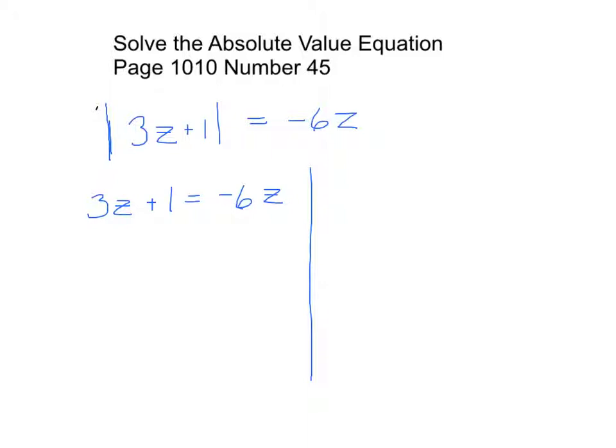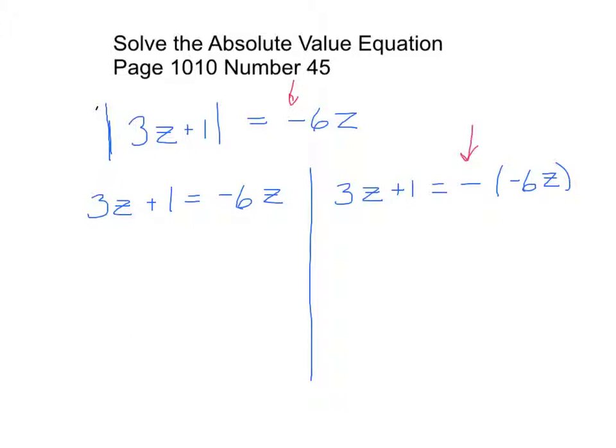So again, I'm going to drop the absolute value sign, but this time I am going to put in a negative sign, and then because signs matter, I'm going to go ahead and put this negative 6z in parentheses. So this negative sign is a brand new sign. It's not the one that's already up here.